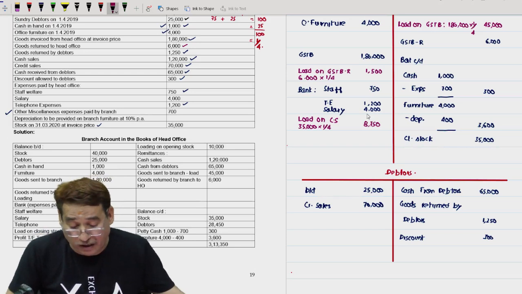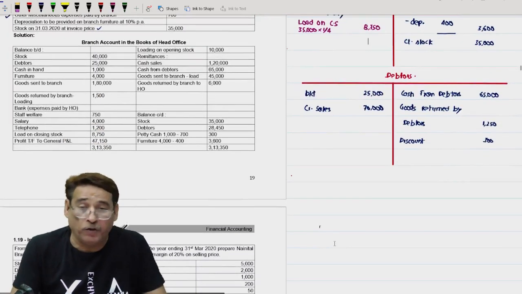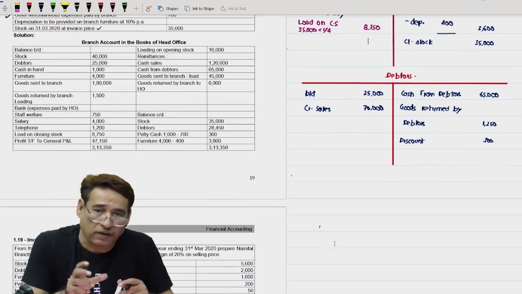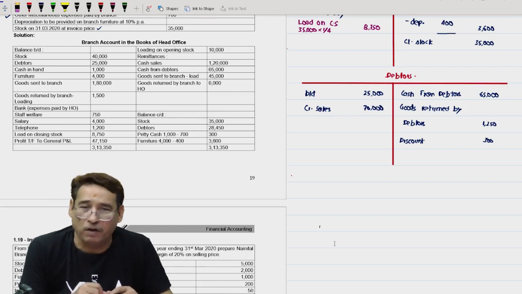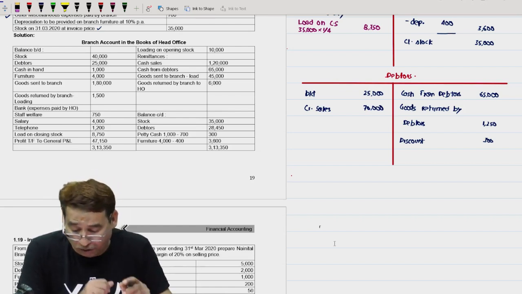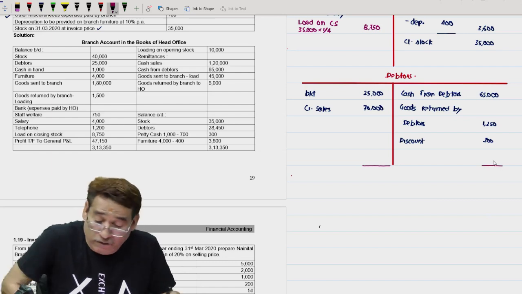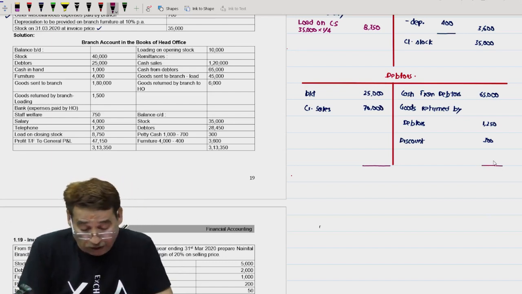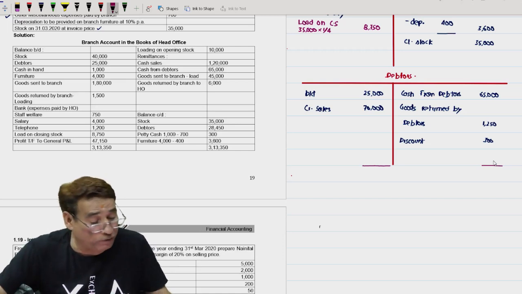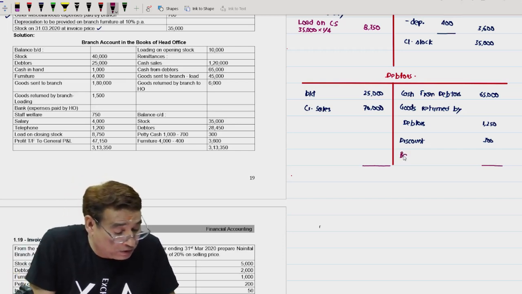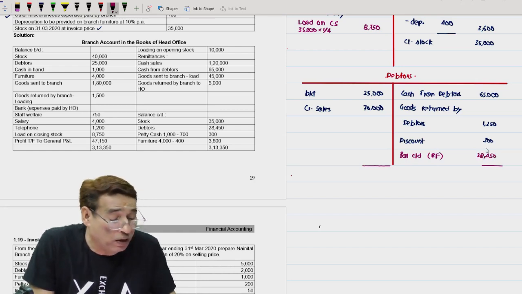Before we tally this particular account, we must see whether all the items related to debtors are available or not. For example, opening debtors, cash receipt from debtors, and closing debtors. Now, in this particular question, closing debtors are not given to us, so I will have to find the amount of closing debtors. So I will tally it and see what is the amount of closing debtors. 25,000 opening balance plus 70,000 credit sales minus 65,000 minus 1250 and minus 300. So what do I get? 28,450. This is my balance carried down and this is the balancing figure. 28,450 will be your amount of closing debtors.